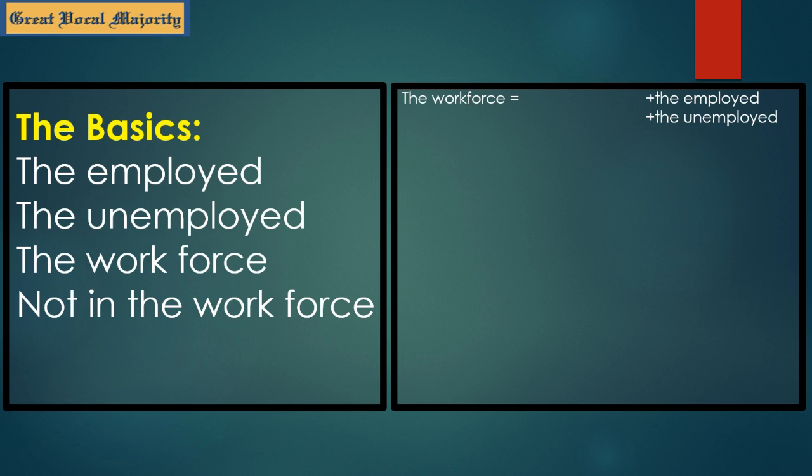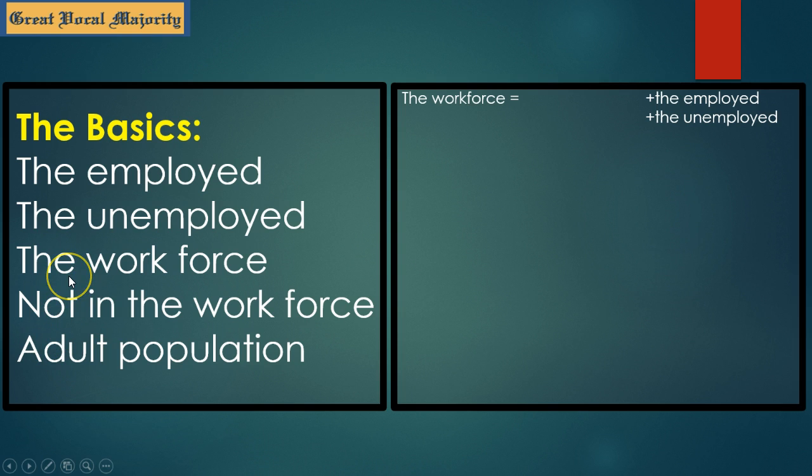Now, from here, there's one more thing that finishes off this left column here of the basics. That's the adult population. And what is the adult population? Very simple. It's just the people in the workforce plus the people not in the workforce. And that's your adult population.